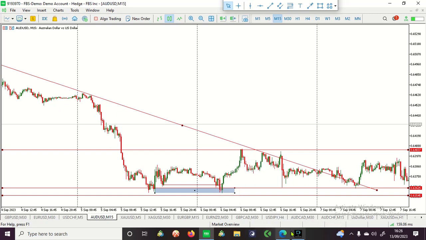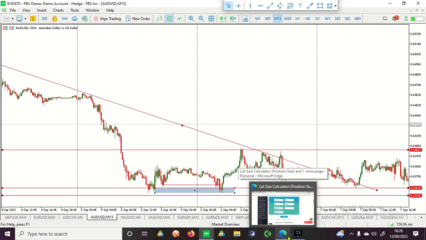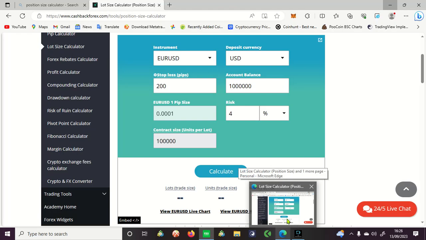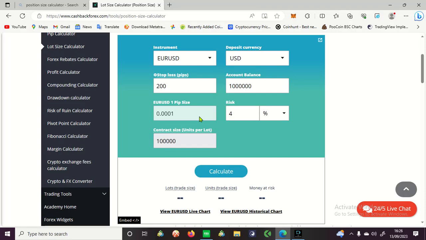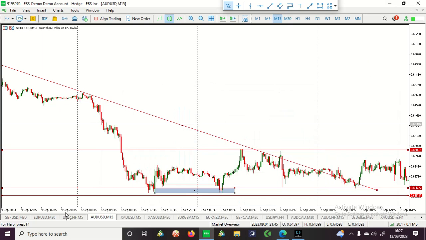Now, after you have gotten the pip value, what we do is go to this website. I will drop the link in the description below. You go to this website to get the accurate result of what you will do. Remember that any trade that doesn't give us 1:3, we are not going to take it. Now, when we talk of 1:3, what you will do first is check this thing. You check your calculator.